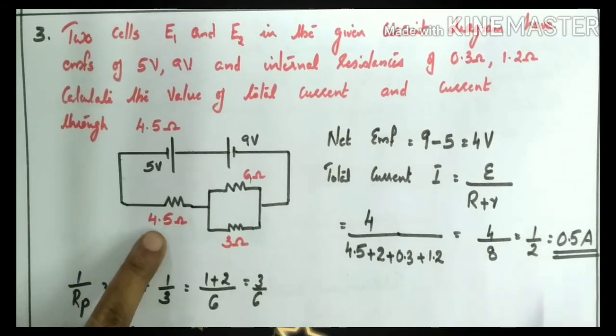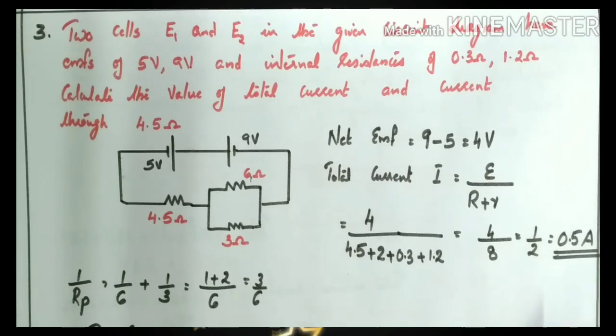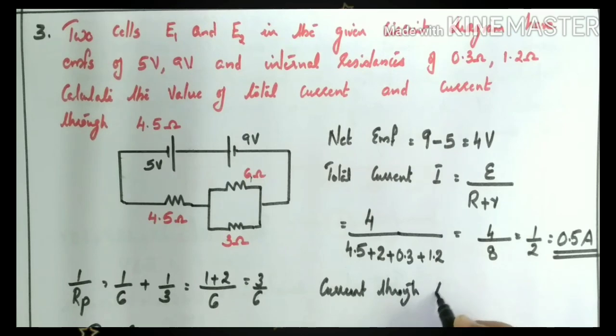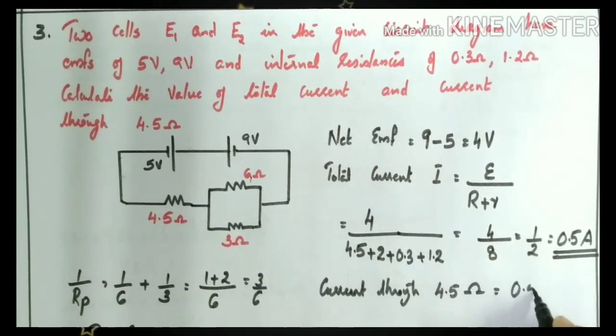And the same current is flowing through this 4.5 ohm, isn't it? Because 4.5 ohm is connected in series. So current through 4.5 ohm is equal to the same 0.5 ampere.